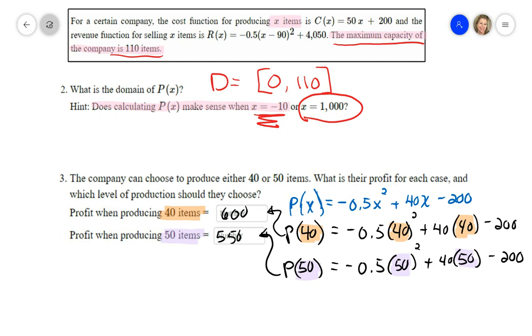So, which one should they go with? Oddly enough, the smaller amount. If they produce 40 items, they'll make a profit of 600. But if they produce 50, they won't make as much money. That would be only 550.